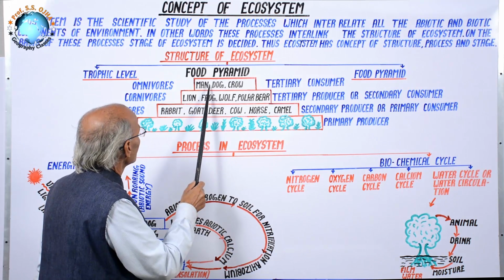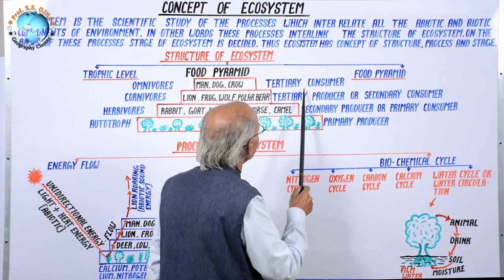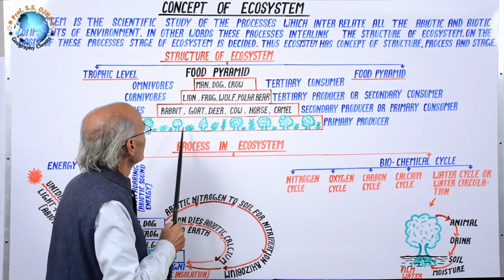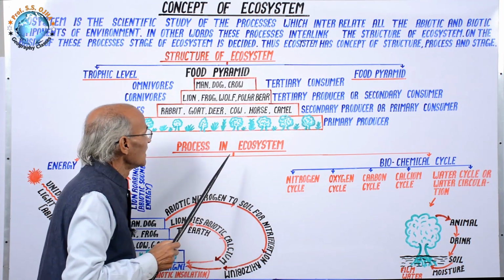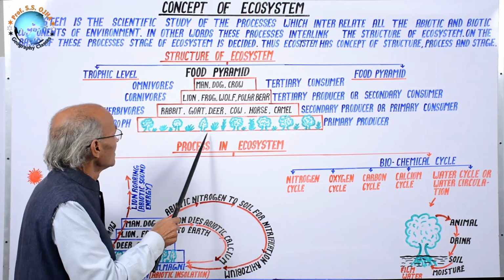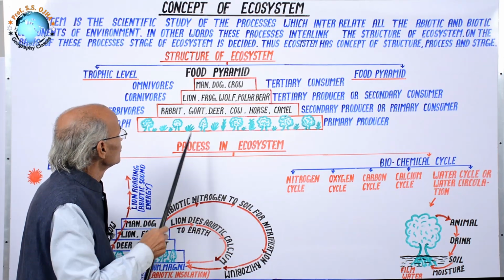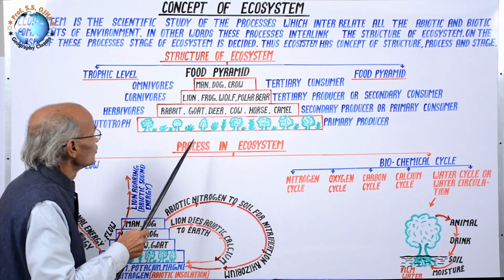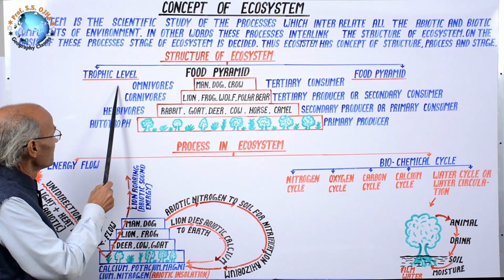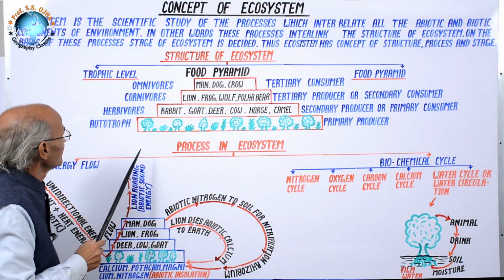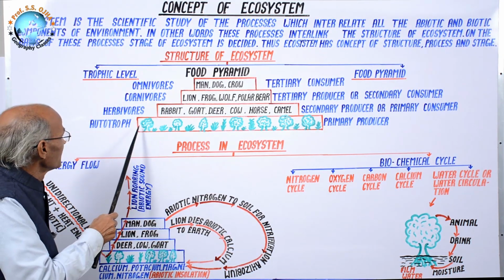It means these are herbivores and carnivores both, and these are called tertiary consumers. Thus, the food pyramid consists of 4 layers, depending one on the other. And this food pyramid has two main parts. One is the trophic level. On this side, these are called trophic levels, meaning these provide food to the dependent.